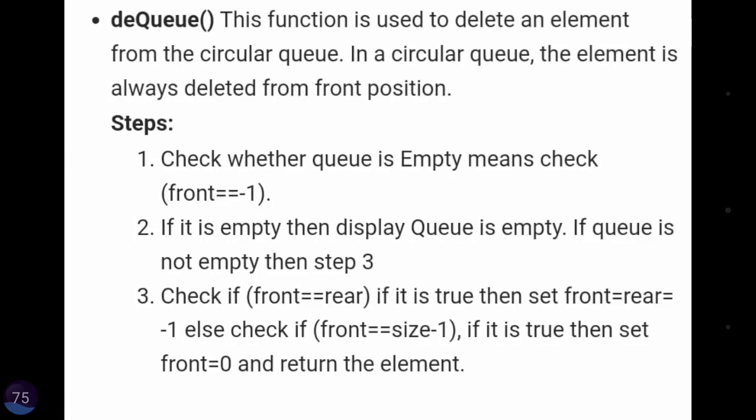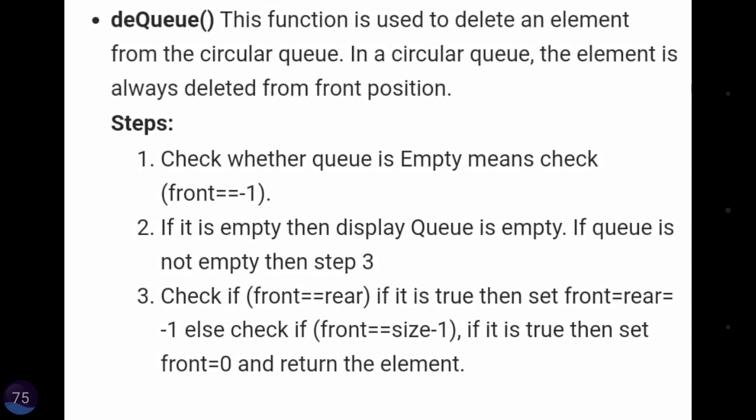Dequeue. This function is used to delete an element from a circular queue. In a circular queue, the element is always deleted from the front position. Steps. First, check whether the queue is empty, means check front is equal to minus 1. If it is empty, then display queue is empty.